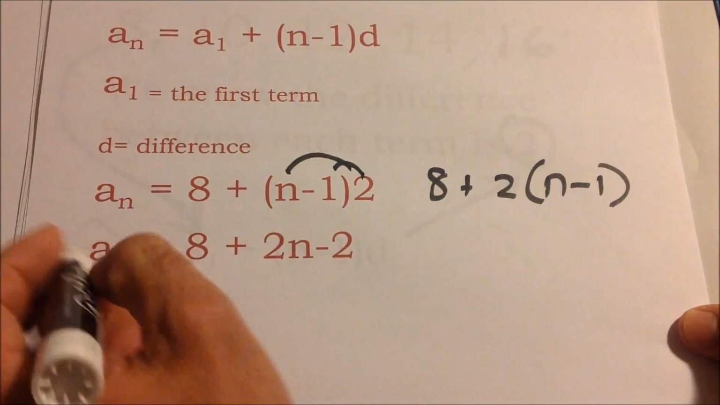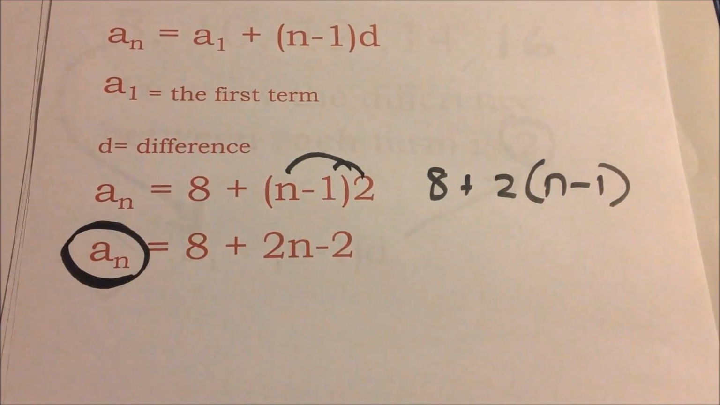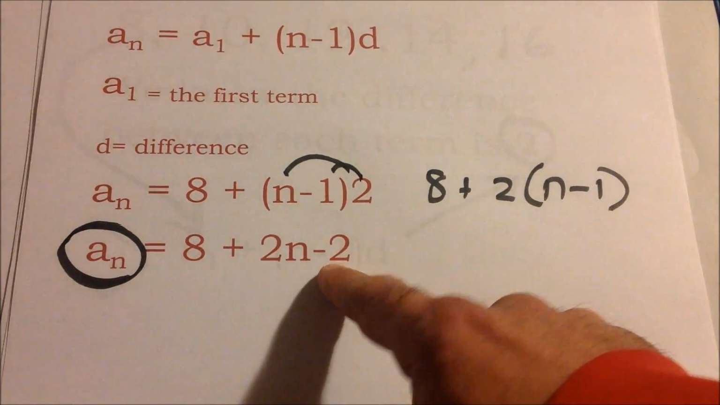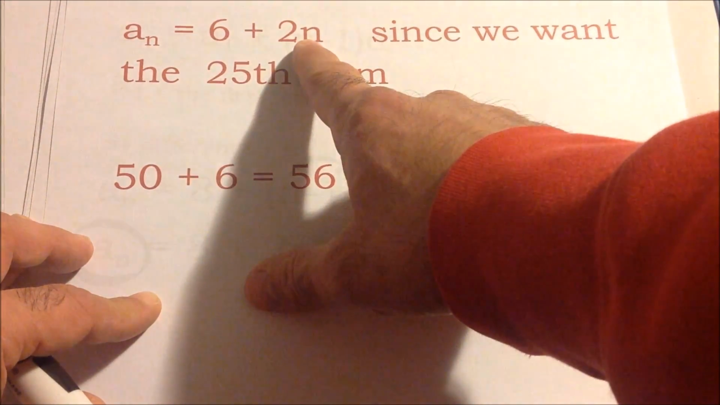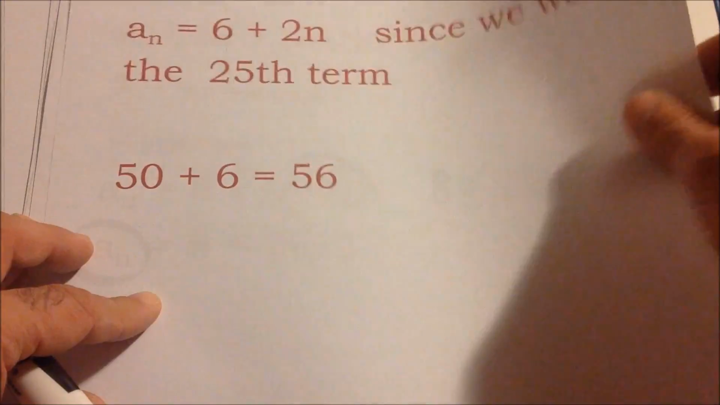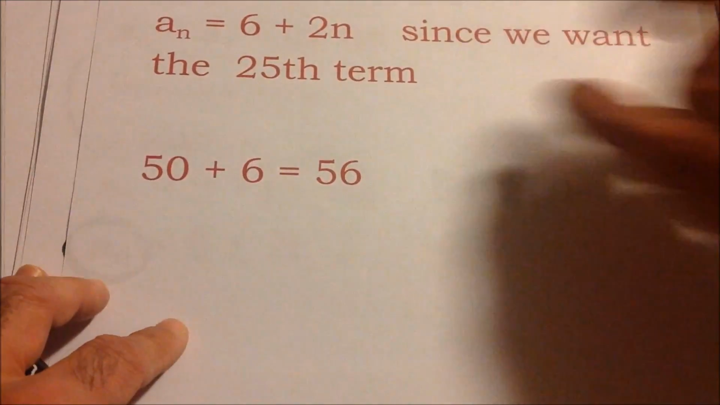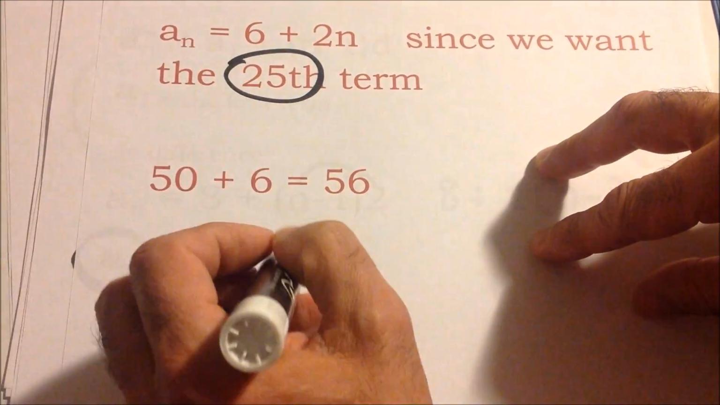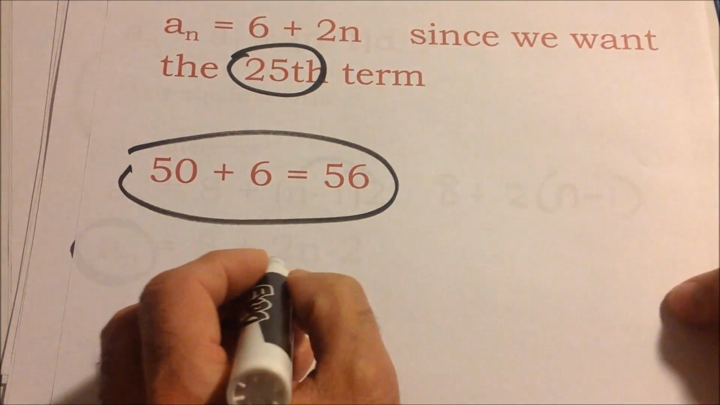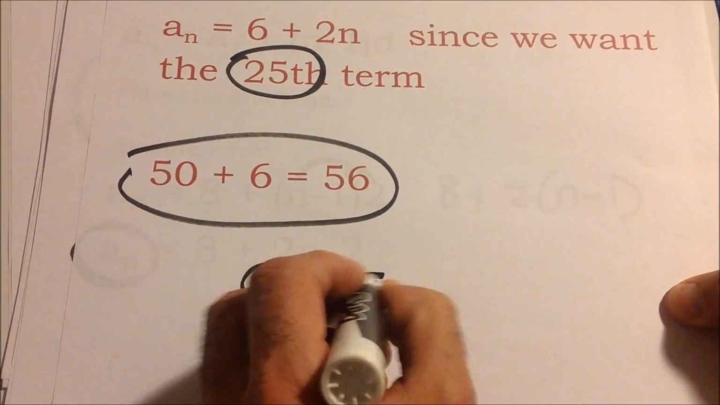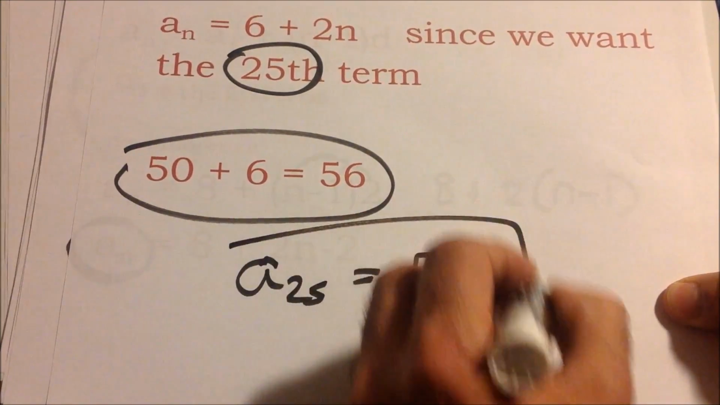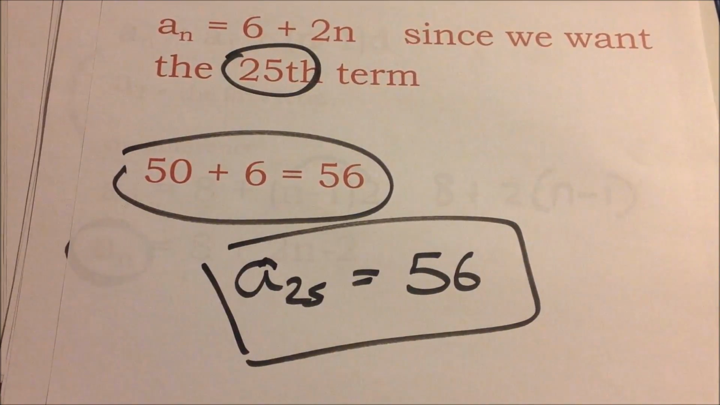Okay? And we're trying to find the 25th term. Now here, 8 plus negative 2 is 6. So now we have 6 plus 2n. Again, we had 8, but 8 minus 2, got to combine like terms here. We're going to get 6 plus 2n. We're trying to find the 25th term, so we plug in 25 for n, and we'll get this. So the 25th term would be 56. That's an arithmetic sequence.